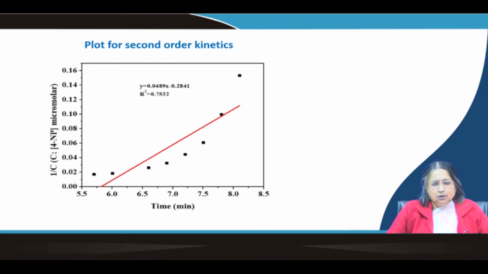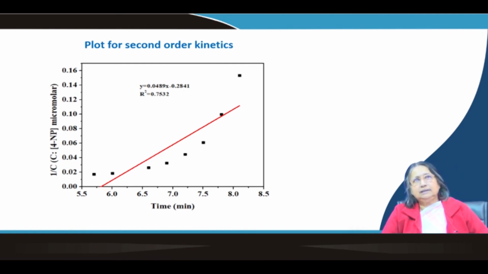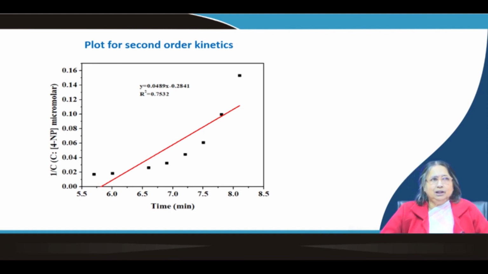Among the three, 0 order, first order and second order, we see that it is following very good linearity, and so we can say that nitrophenolate reduction by borohydride, in presence of catalyst. I am ignoring now the catalyst because the catalyst chapter I will tell you later, I will go in my next module. But you just forget it now. So, nitrophenolate reduction by borohydride, it is following 0 order reaction.